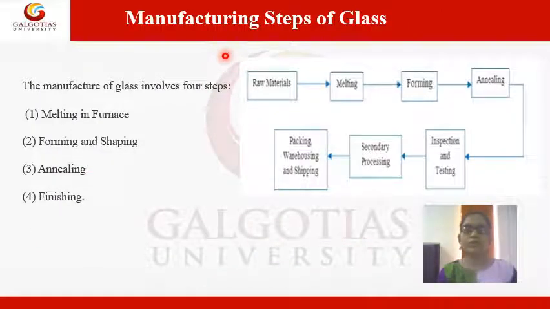Let us discuss the different manufacturing steps of glass. During the manufacturing of glass, there are 4 steps involved. First one is melting in furnace, then forming and shaping, then annealing, then finishing. So the raw material first will undergo melting, then forming, then annealing, then inspection and testing, then secondary processing, that means finishing, occurs at this stage. Then packing, warehousing and shipping of the produced glass.